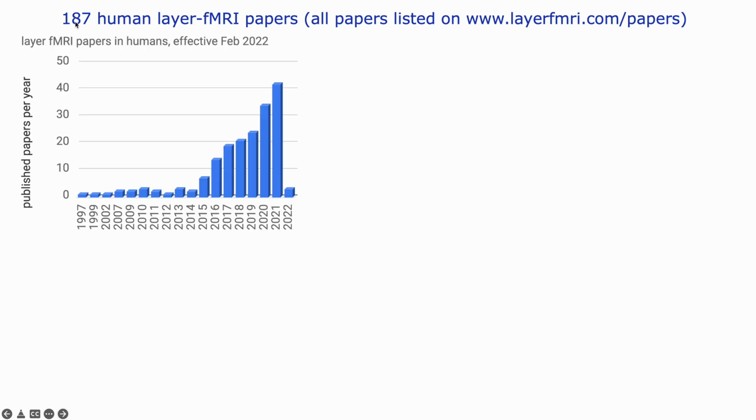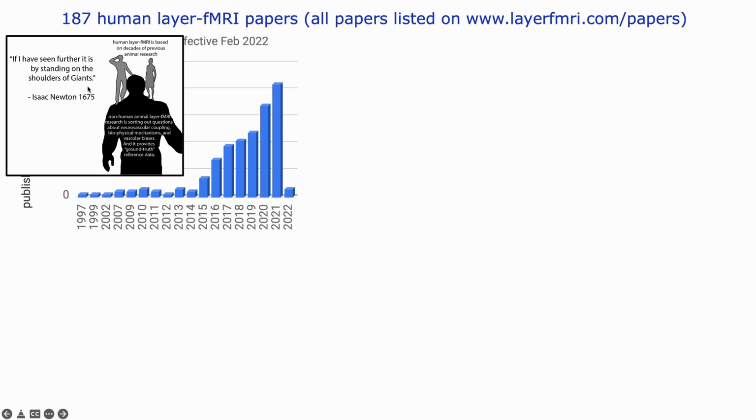Here, for example, you can see that it took quite a while from the first proof of principle studies about 25 years ago until it really took off in 2015. And it's not that nothing happened here. I think this was the golden age of understanding the contrast mechanisms and neurovascular coupling mechanisms, which was largely conducted in preclinical studies. So currently the field of human layer-dependent fMRI is standing on the shoulders of giants, of these animal researchers doing the groundwork.